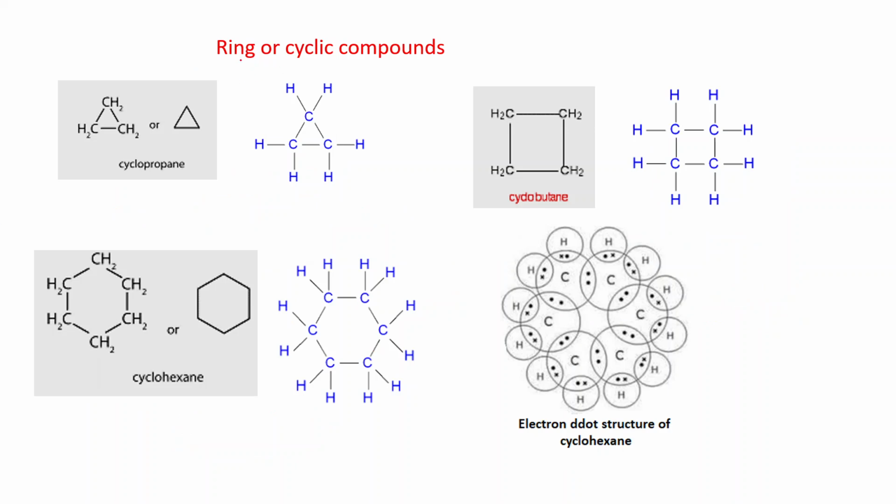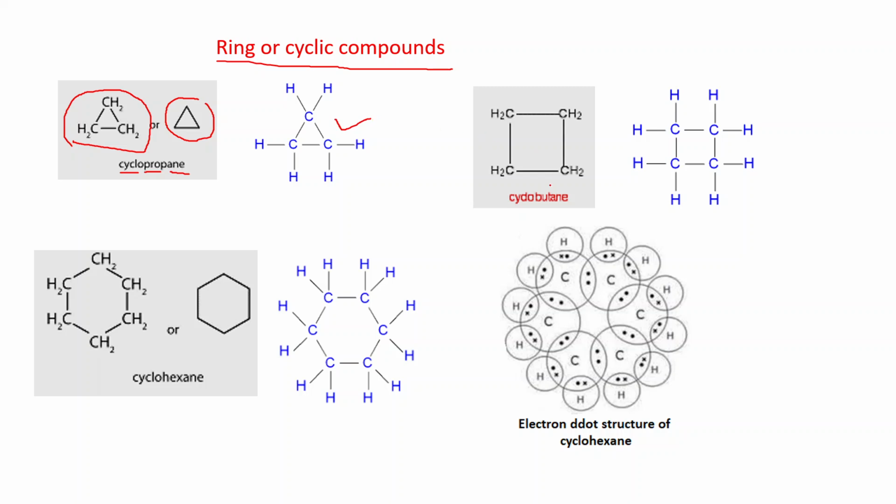Now, ring or cyclic compounds. We already discussed that carbon shows the property of catenation. In this way, it may form straight chain, branched chain, or ring compounds. You can say this is cyclopropane. There is a single bond between carbon atoms, but all these carbon atoms are in a ring structure. That's why we use the word cyclo. 3 carbon atoms, single bond, ane. This may be represented like this, and if we write its complete structural formula, we will get this one.